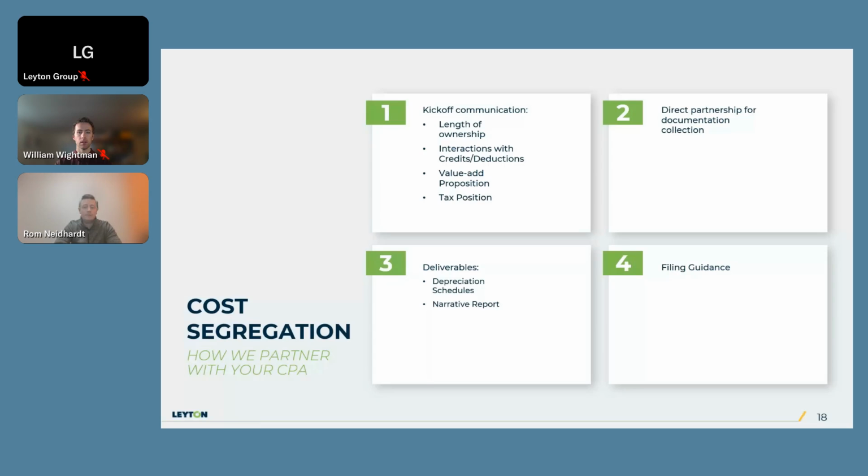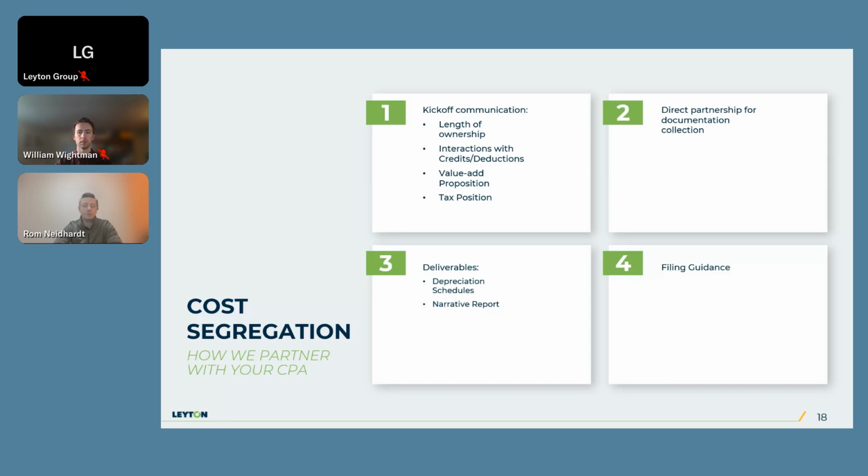Deliverables. So after a cost segregation study, you want to make sure you can use it. So what we deliver to you and your CPA are depreciation schedules. First of all, basically, this is what your depreciation schedule looked like. This is what we changed. This is what it should look like now with all the reallocations. And so you have it spelled out for you and your CPA to make sure that you can plug that into your tax return and use those deductions easily.